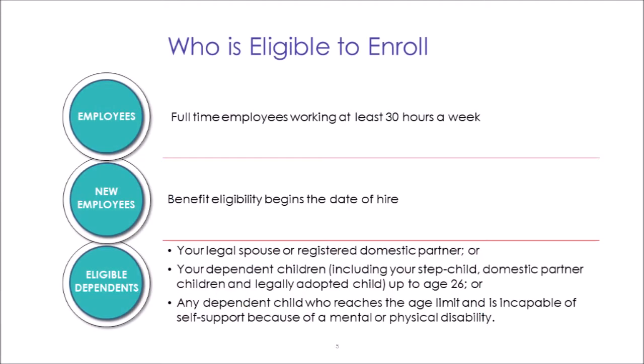Before we go into the benefit plans, let's take a quick look at who is eligible for benefits and when those benefits become effective. If you are a full-time employee working 30 hours or more per week, you are eligible for Twist's benefit plans. For new employees, if you enroll in the medical, dental, vision, and/or FSA plans, your coverage will be effective your date of hire. Your eligible dependents are your legal spouse or domestic partner and your dependent children to age 26.